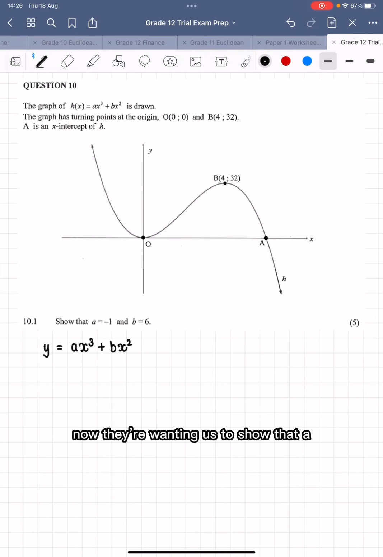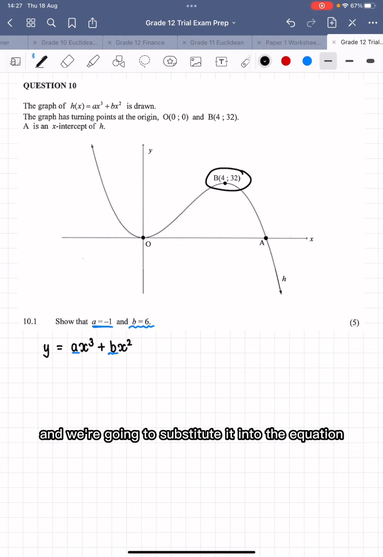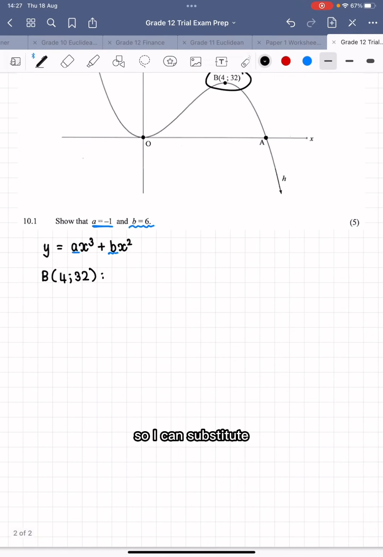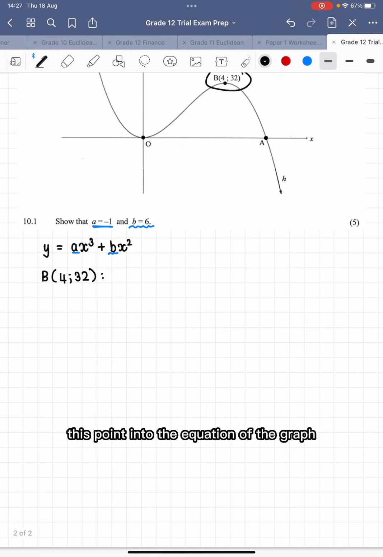Now they're wanting us to show that the a in the equation is -1 and b is equal to 6. So what we're going to do for that, guys, is use this point B and substitute it into the equation. So we're going to say that B (4, 32) lies on this graph, so I can substitute this point into the equation of the graph. We know that the x value is 4 and the y value is 32.